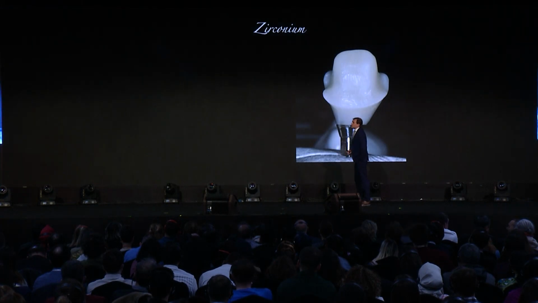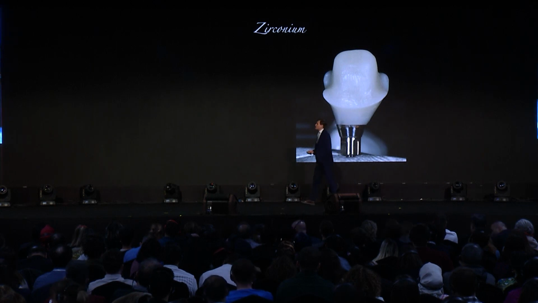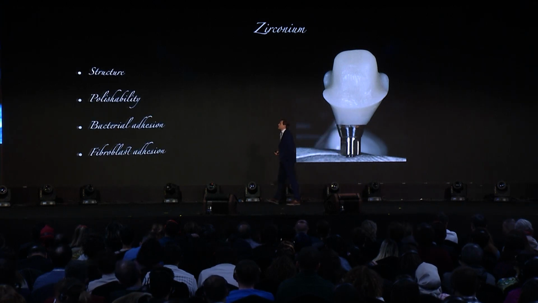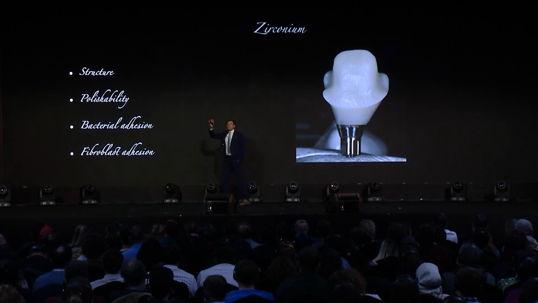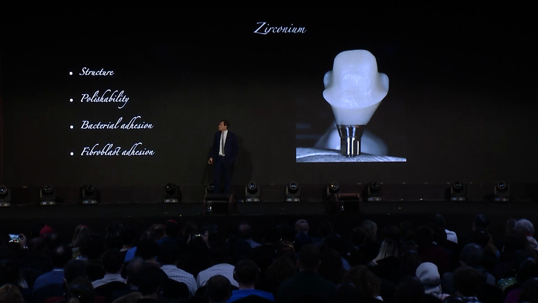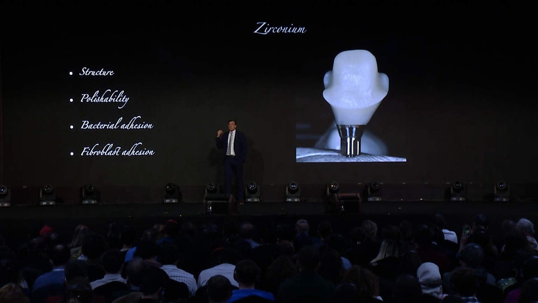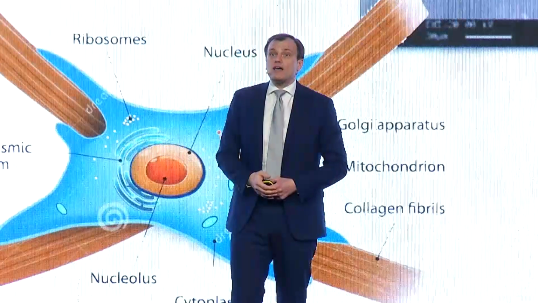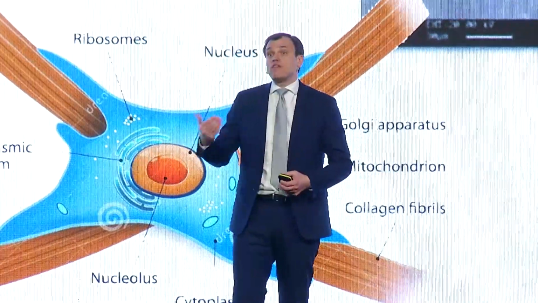Of course, there is no magic. There's always a reason behind. There are 4 things we need to know about zirconia to understand what was happening in those cases which I showed: structure, polishability, bacterial adhesion, and cell adhesion. We will walk through all these features to give the answer why tissues around zirconia behave like this.